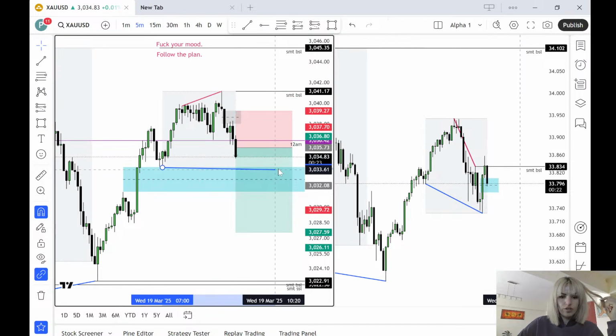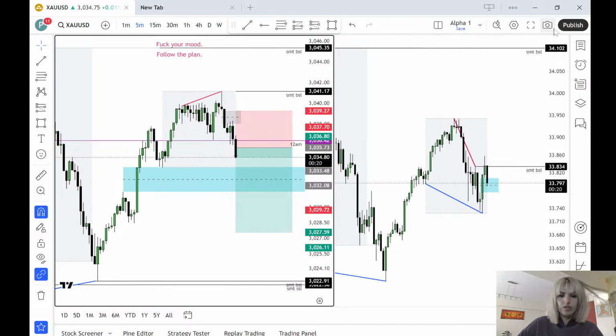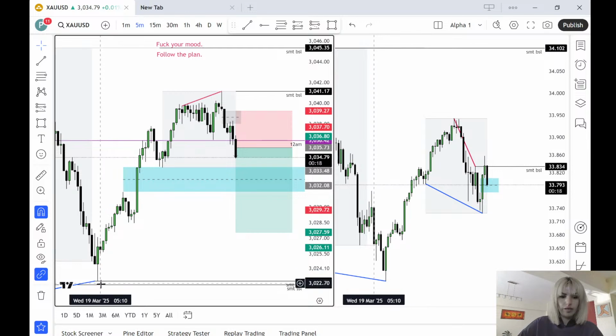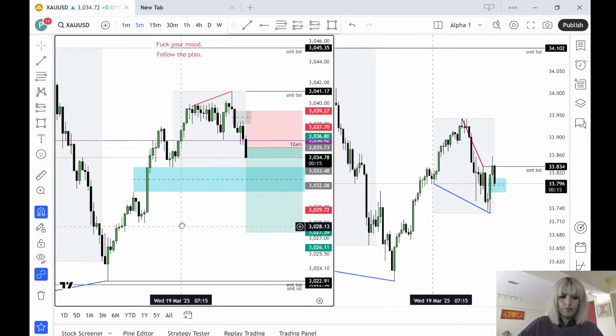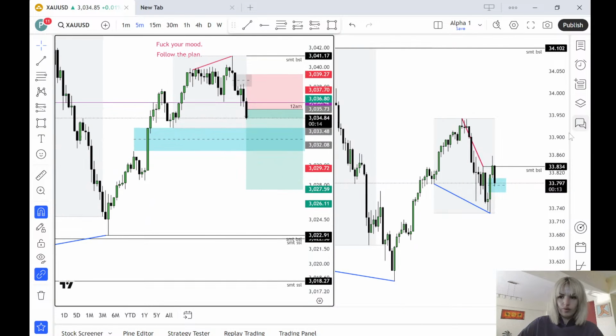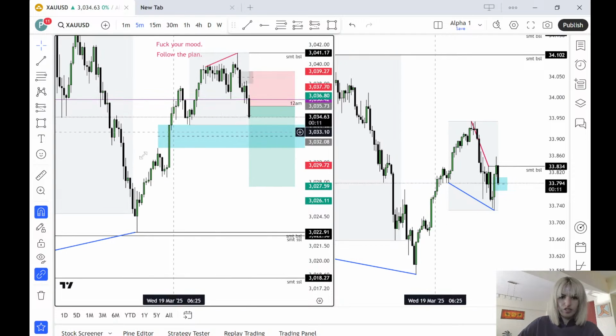So if price is going to go under this low, it's going to reach a 1 hour fair value gap. All right, now. Okay, definitely the low of the London session.